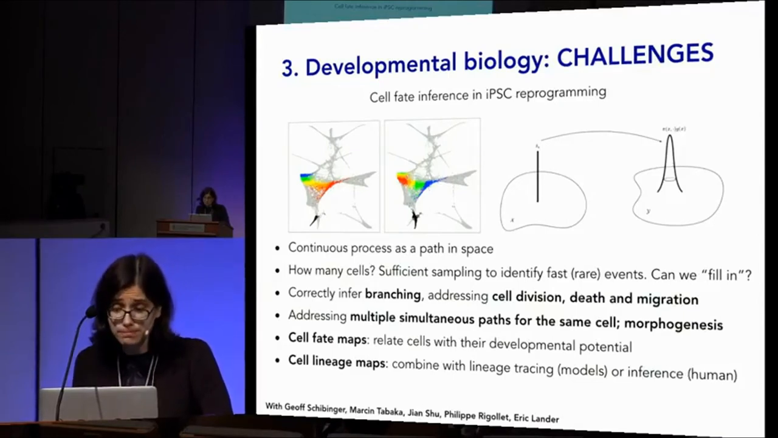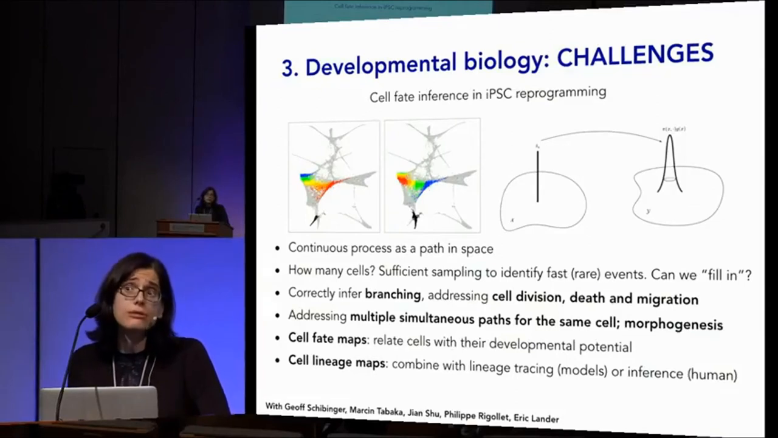We want to understand cell fate maps. We want to take a look at the cell right now and say, what might be its potential? What other cells could it become if sufficient time passes? If we had the ability to also look at genetic information, which is not outside of reach, we could even build cell lineage maps that look at cells today and tell us where they came from.